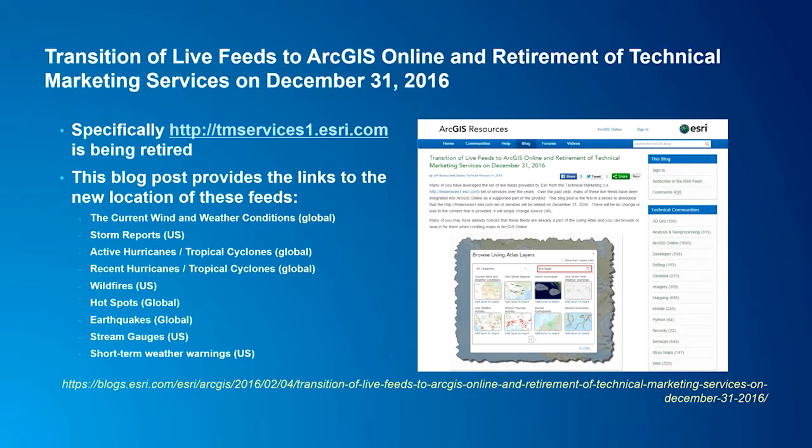The blog post you see at the very bottom in yellow provides the links to the location of the new feeds. So again, as you are looking to prepare for hurricane season or perhaps tornado season, or in general you want to have that rich source of information available to you, please do go through and make sure that you have the most current links and have that information right at your fingertips when you need it.